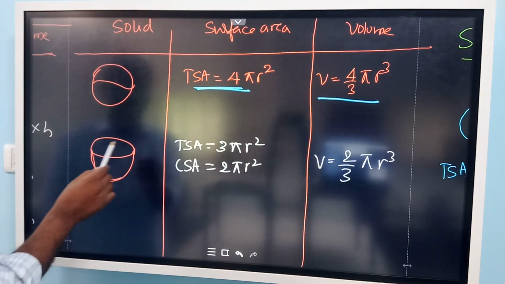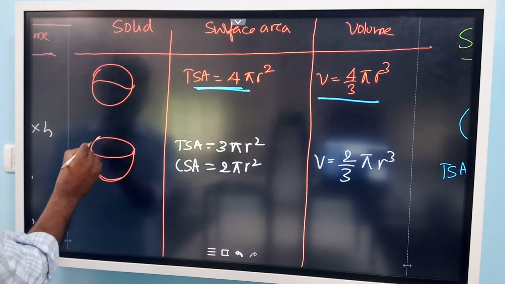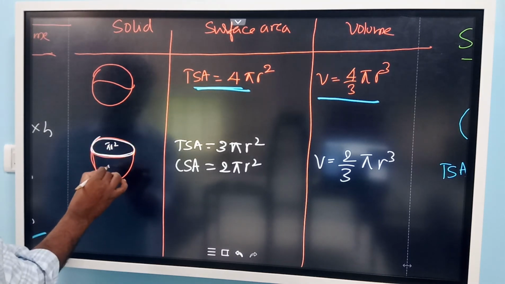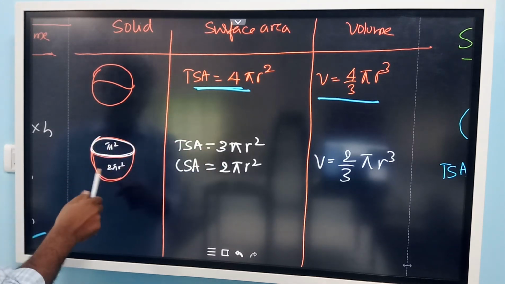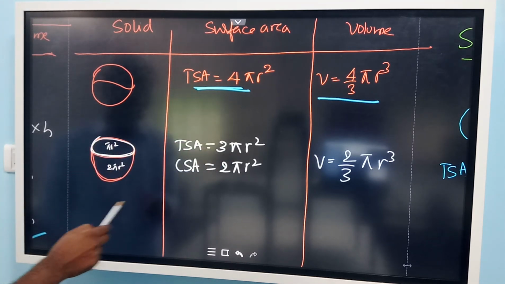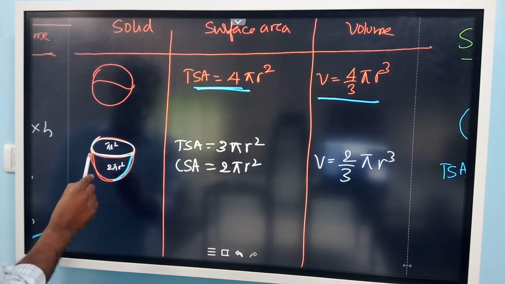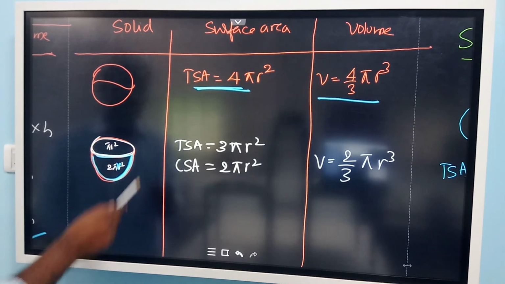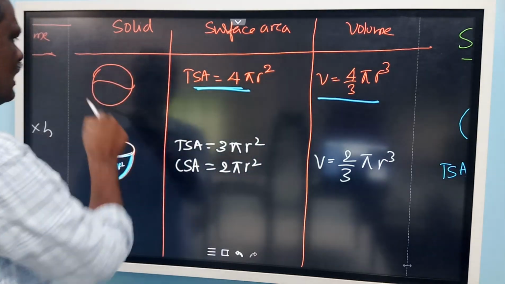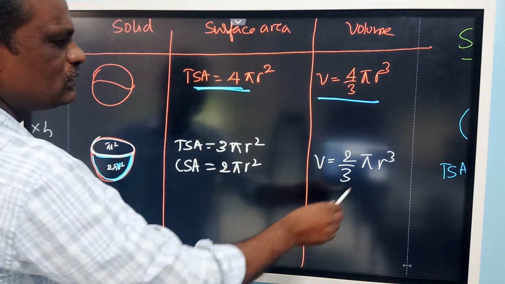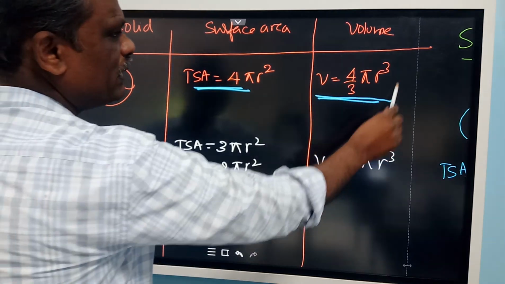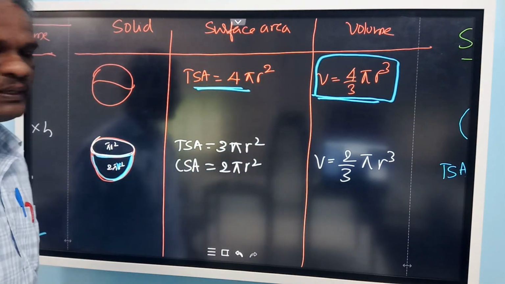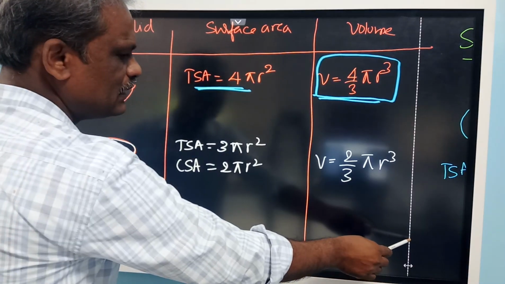Here this is a hemisphere. It has a circular top surface, a flat surface. This is pi R square and this curved part is 2 pi R square. Totally it is 3 pi R square, the total surface area. Only the curved surface area means this much portion, that is 2 pi R square. Now for the volume, it is half of this sphere. 4 by 3 pi R cube is the volume of the sphere. Half of that is 2 by 3 pi R cube, the volume of this hemisphere.